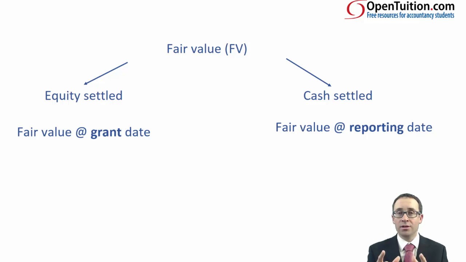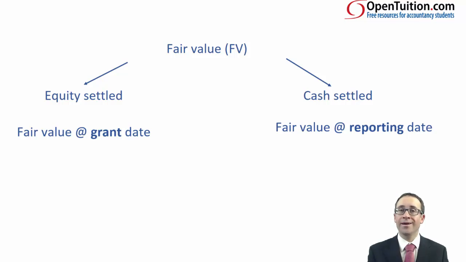So it's important that you know the different treatments and also you know the different terminology, because don't forget, equity settled are share options, cash settled are your share appreciation rights, aren't they? So you've got to be comfortable with the terminology and you've got to be comfortable with the rules. Once you know which fair value you're using, you can then take that fair value and spread it over the vesting period based upon the number of employees that we expect to exercise that option.